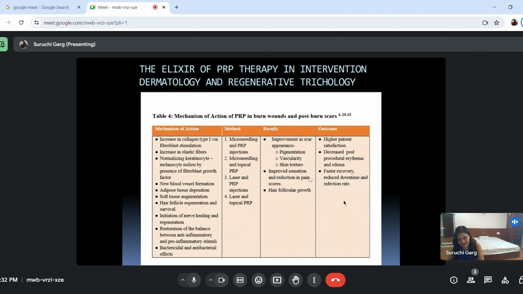There's also a bactericidal and antibacterial effect, and you can combine it with different therapies as we've demonstrated, which leads to improvement in pigmentation, vascularity, and skin texture, and there is improved sensation and reduction in pain scores. It also promotes hair growth, and overall patient satisfaction is high. There is reduced post-procedural erythema and edema, and there's faster recovery and reduced downtime and infection rate.